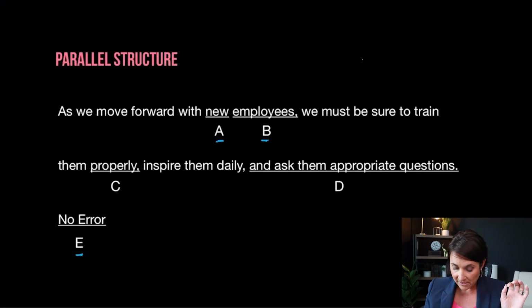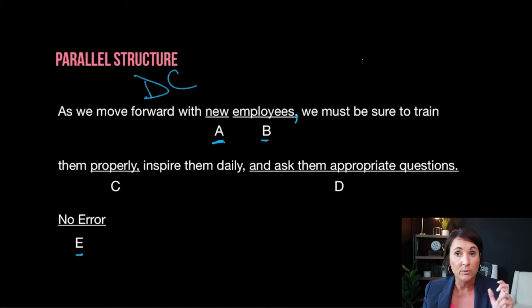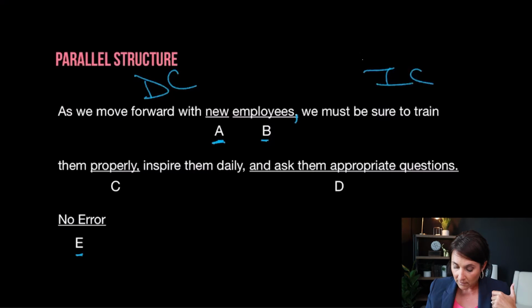But they're going to have little pieces here. So as we move forward with new employees, new is fine with A. That's new, like new, as in brand new. Employees, we have a comma here that's part of the underline, and that works because this is a dependent clause. As we move forward with new employees, now here comes the independent clause. We must be sure to train them properly. That looks good. We have a comma there. Inspire them daily, comma there, and ask them appropriate questions.